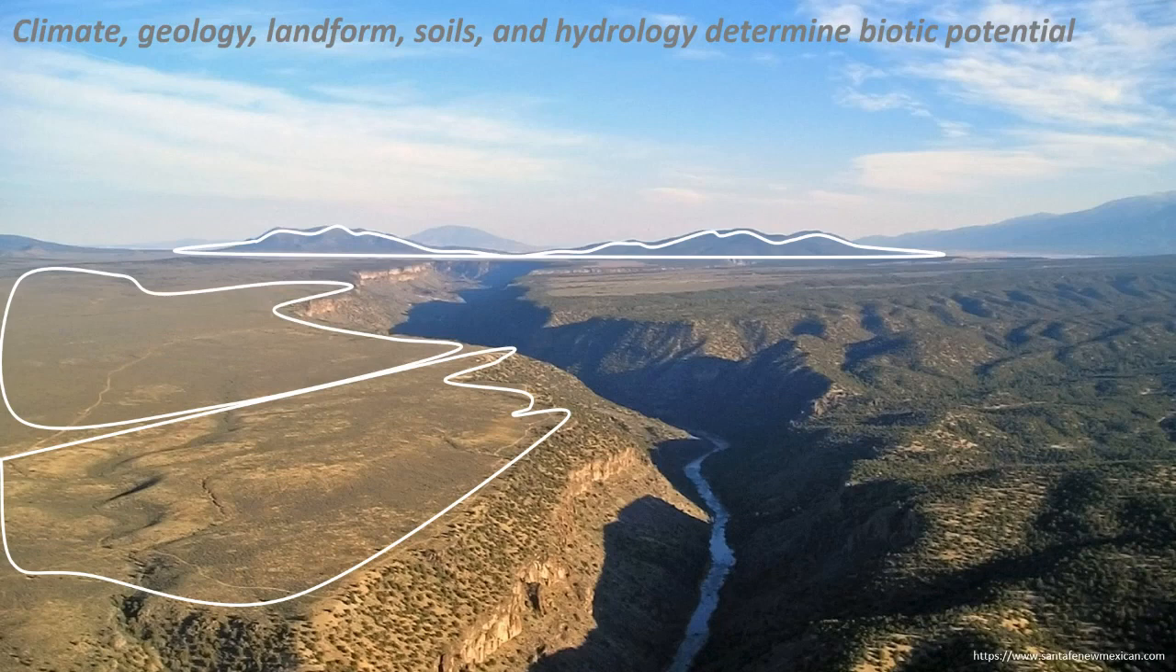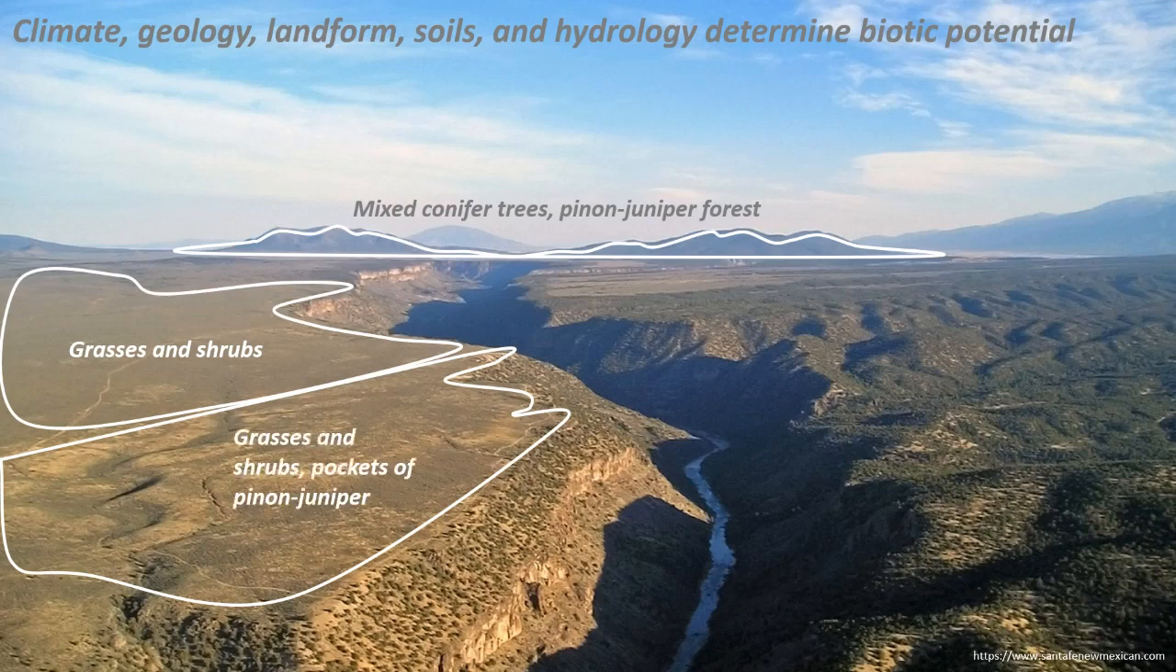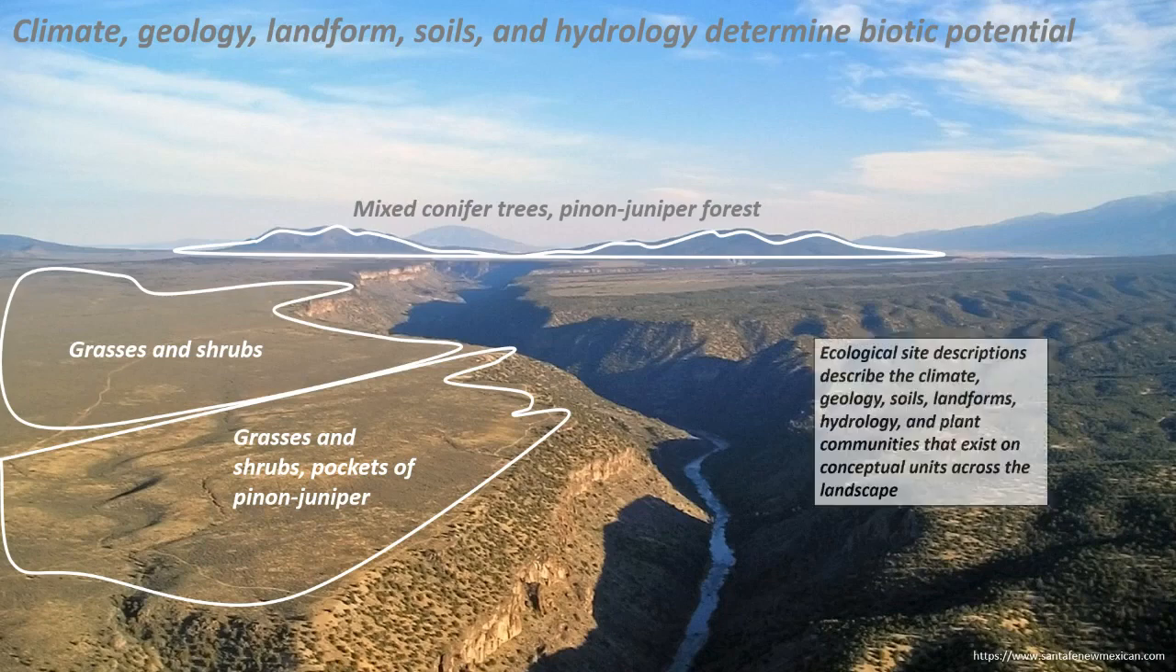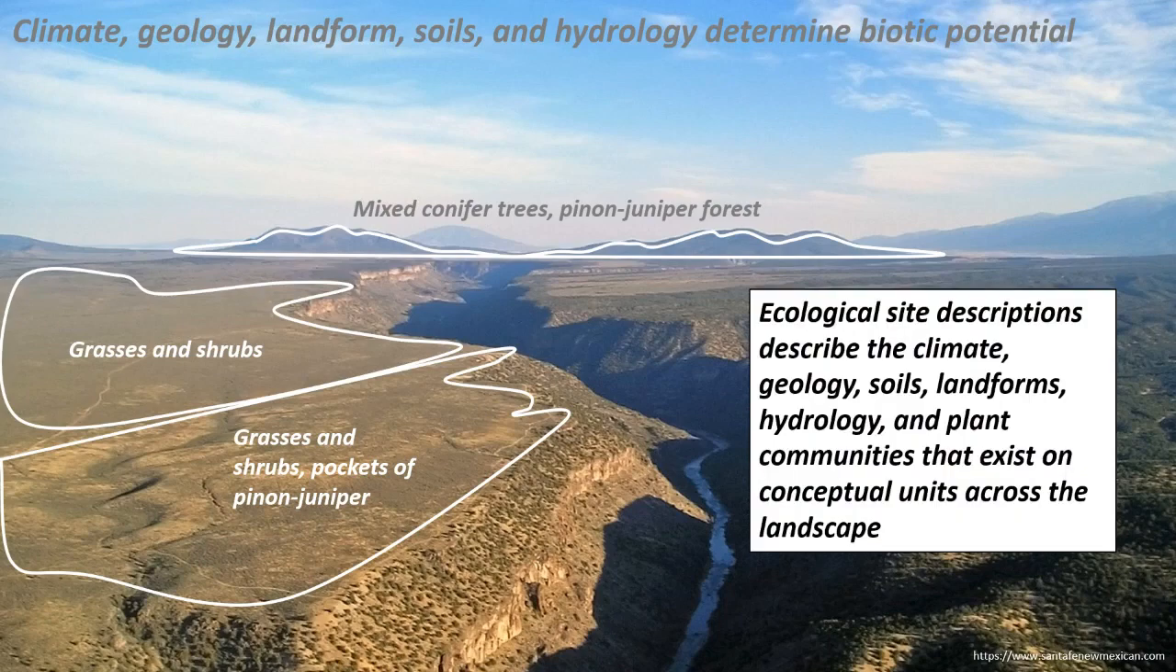And the dominant vegetation types also vary across the landscape. We'll see tree-dominated systems up on the mountains. We'll see a grass shrub matrix on the deeper soils here, and then maybe some pinon-juniper pockets coming in on these hills. So ecological site descriptions are a way of describing and interpreting both the abiotic conditions and plant communities as they vary together spatially.